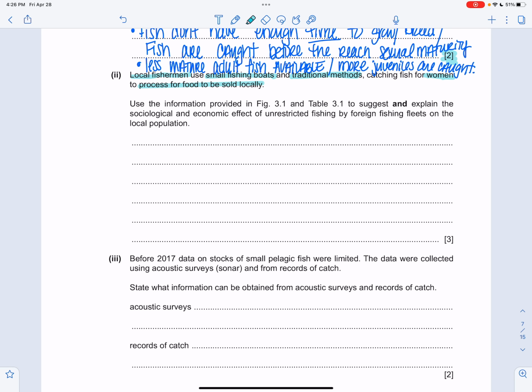Use the information in the figure and in the table to suggest and explain the sociological and economic effect of unrestricted fishing by foreign fishing fleets on the local population. So this is like a mouthful of a question. Suggest, so give a reason, or suggest what would happen and give a reason, explain. The sociological, so the impact on society, and economics, that's going to be on employment and on their income, effects of unrestricted fishing by the foreign fishing fleets on the local population.